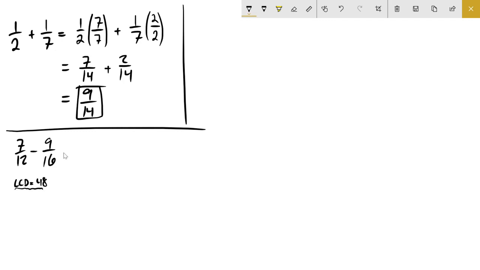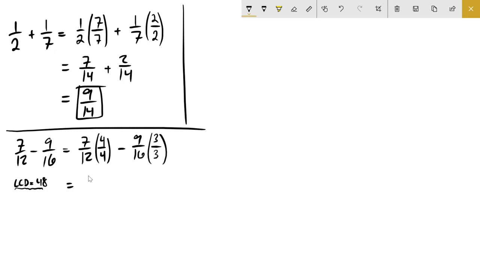So you always have to go up. What does a 12 need to bring it up to 48? It needs a 4. So I'm going to give that one a 4 over 4. And what is a 16? Well, we just figured out. What does 16 need to bring it up to 48? It needs a 3. So we'll give that one a 3 over 3. Remember, whatever you do at the bottom, you have to do the top. So we're keeping the fraction the same value. We're just changing its denominator.